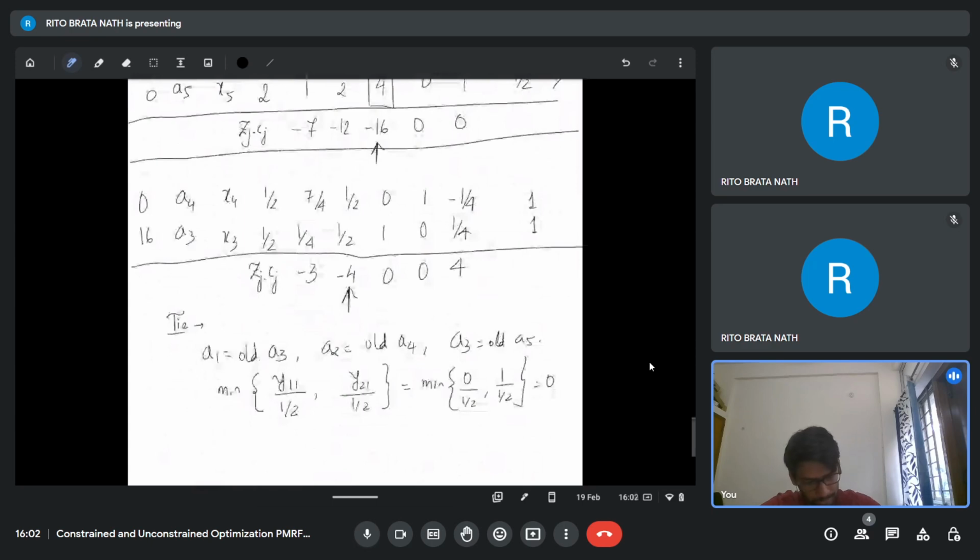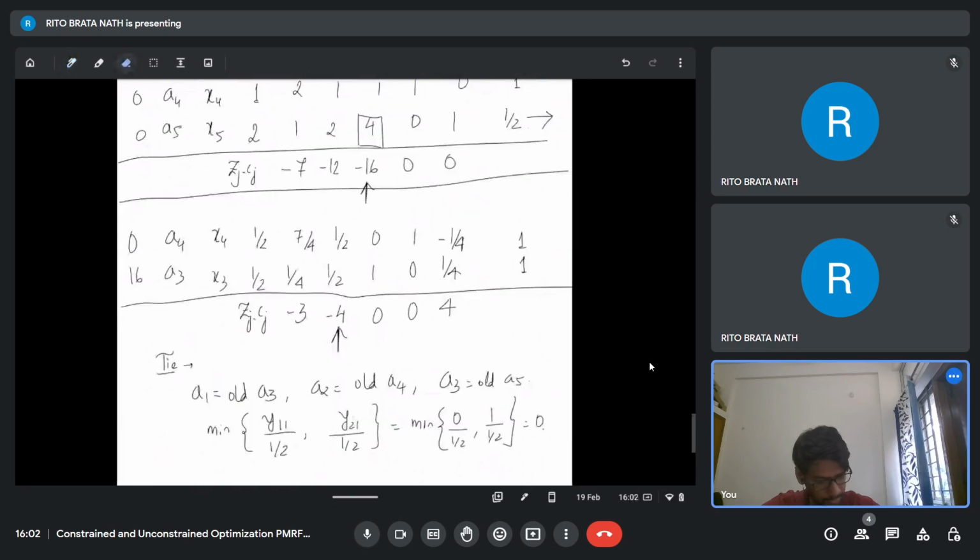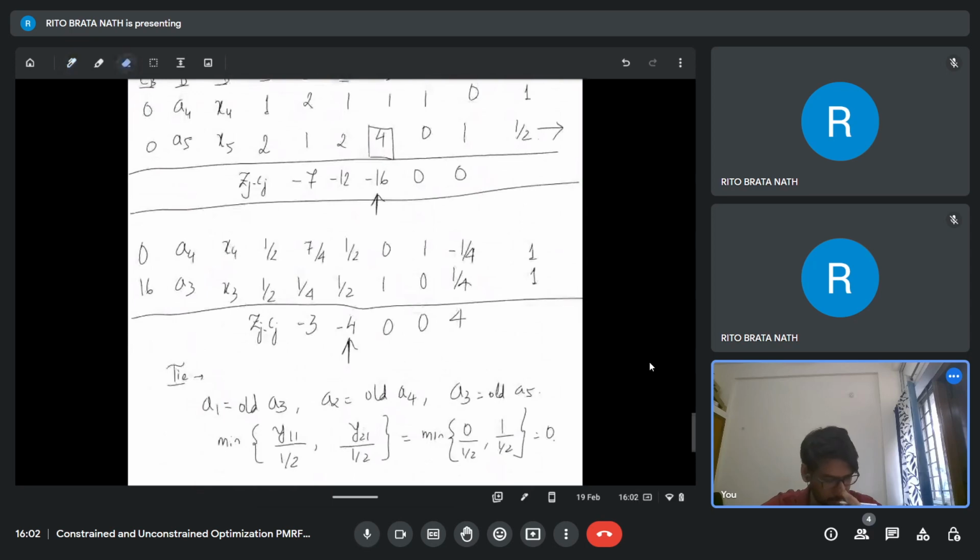So these are the halves that's coming from here, and Y11 in this case was 0, and Y21 was this one.